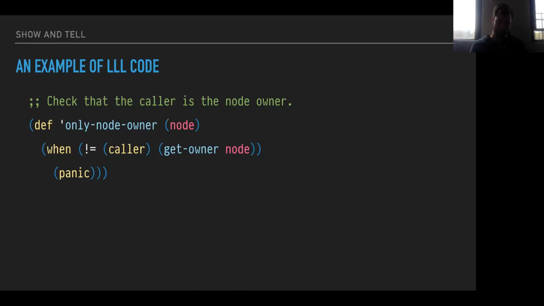So the body of this macro simply ensures that the entity calling the contract is the owner of the node that's being accessed. And the last thing there, panic, is the equivalent of Solidity's throw instruction. So it does exactly the same thing. And you can see the trailing parentheses, that just closes off the parentheses that preceded it.